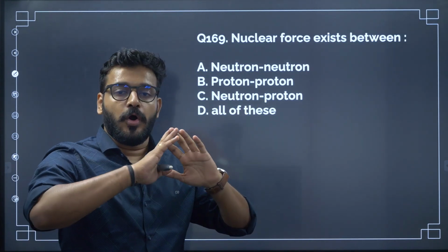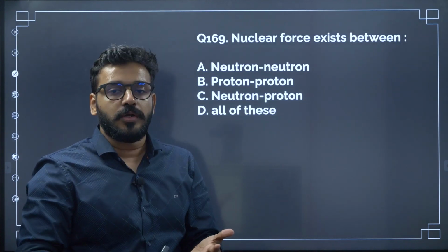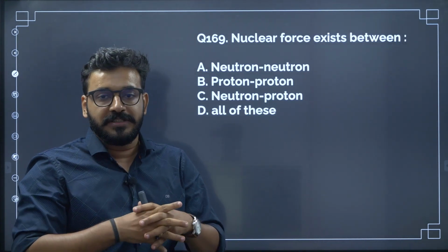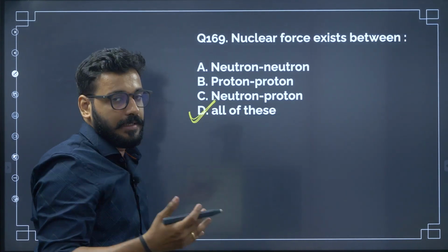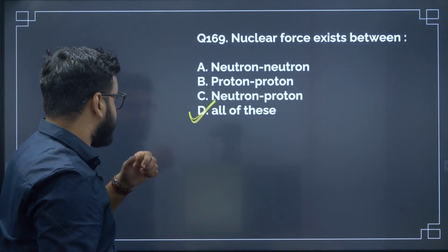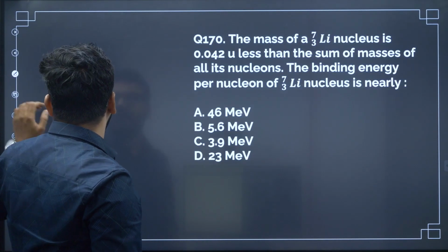Alright, next, nuclear force exists between neutron-neutron, proton-neutron, neutron-proton. Nuclear force exists between all the nucleons, whether it's neutron or proton. Whatever be the combination, it exists between all of them. So the correct answer is all of this. Right, once again, a very simple question. Now let us look at the next question.